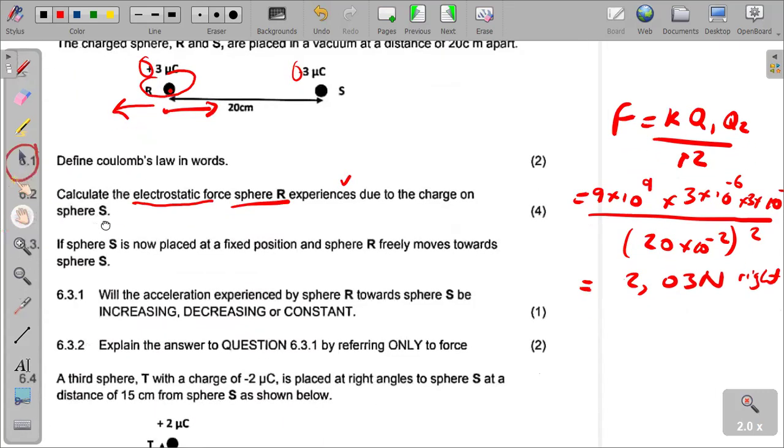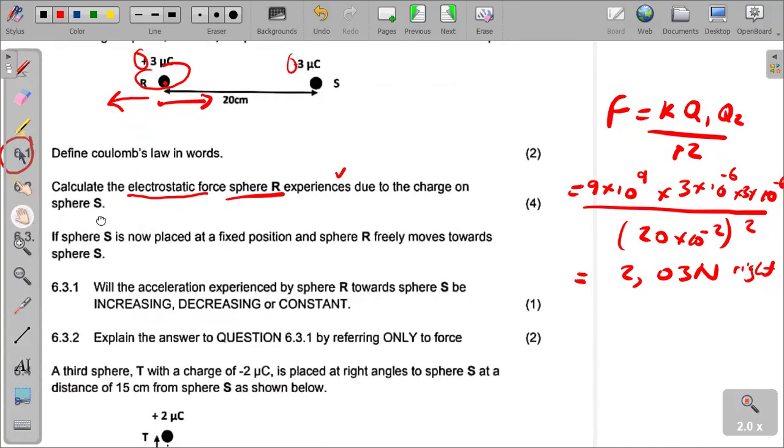If sphere S is now removed and replaced at a fixed position, and the sphere R freely moves towards S, will the acceleration experienced by sphere R towards sphere S be increasing, decreasing, or constant? It will be actually increasing, right? Explain the answer, that's 6.3.2. Explain the answer to 6.3.1 by referring only to the forces.